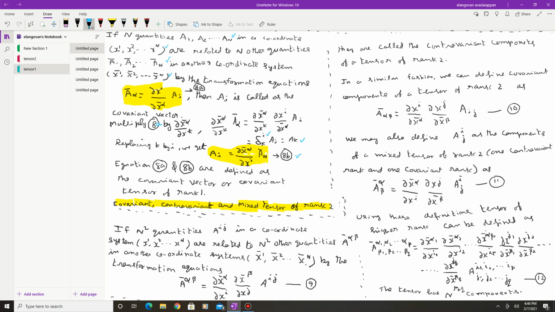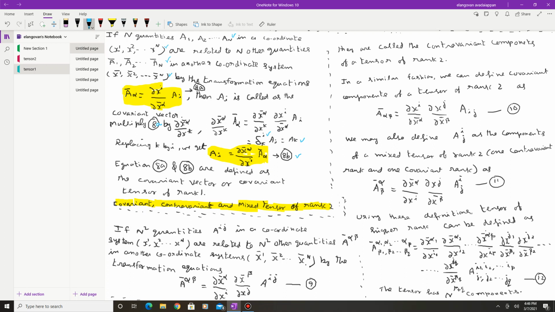So equations 8a and 8b are defined as the covariant vector or covariant tensor of rank 1. Now let us define covariant, contravariant and mixed tensors of rank 2. The first order is rank 1. Suppose the rank, the order is 0, this is a scalar. If the order is 1, it is a vector. If it is order 2, now let us discuss.